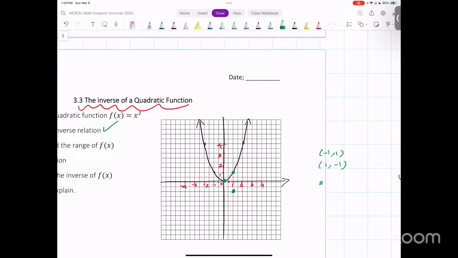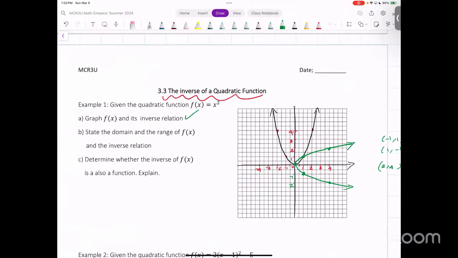I get 2, comma 4. It's going to become 4, comma 2. So 4, comma 2 is here. And then similarly 4, comma negative 2 here. So that is negative 1, negative 2. So my inverse is going to be something like this. Makes sense? You see in the picture?